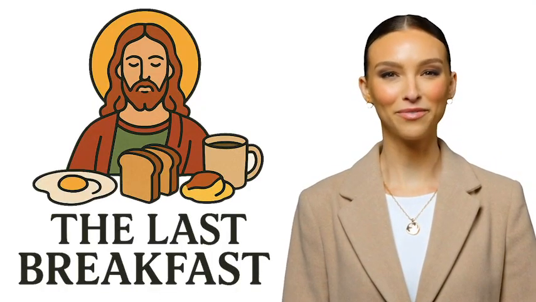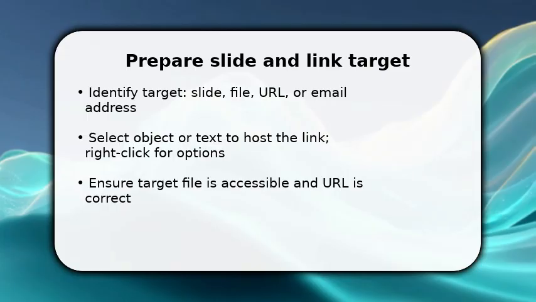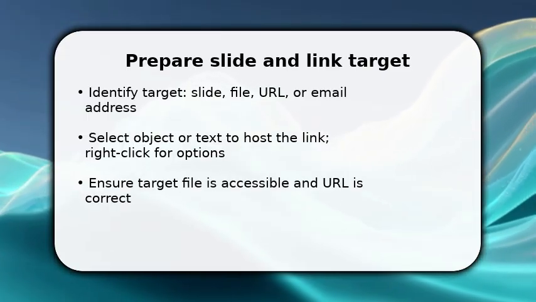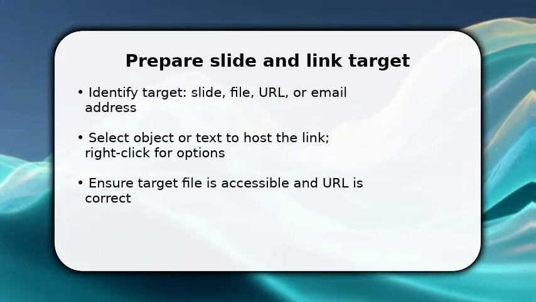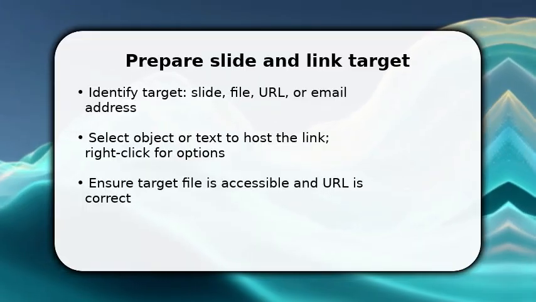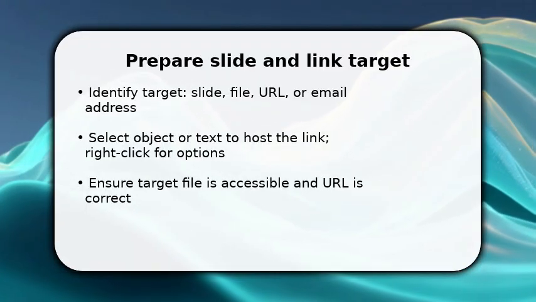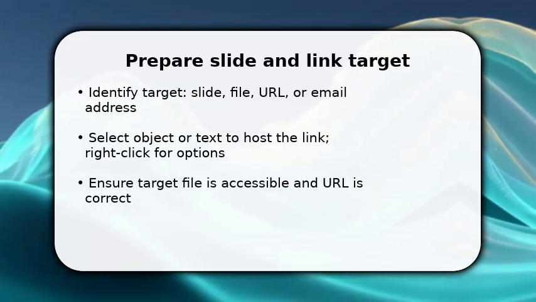Please enjoy the video. You start by choosing the exact target you want active: another slide, a file, a web address, or an email link. Once chosen, select the text or object that will become the link and right-click to open linking options.